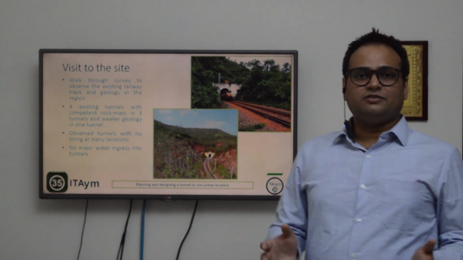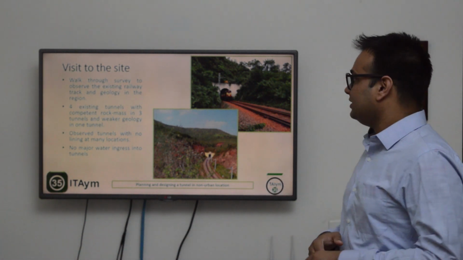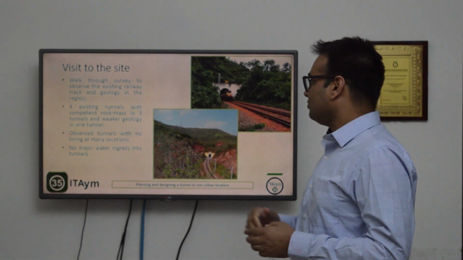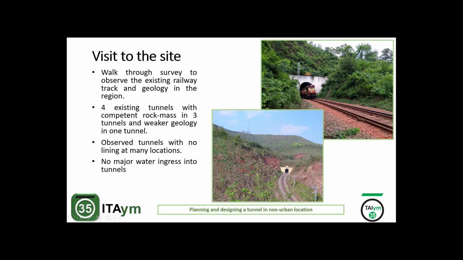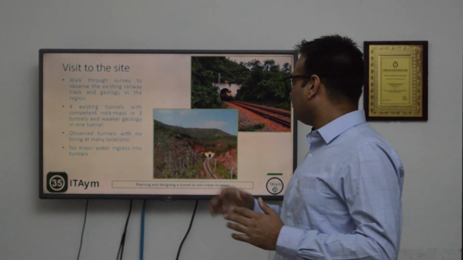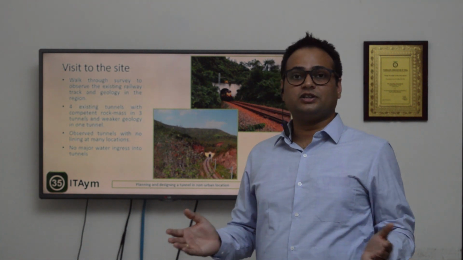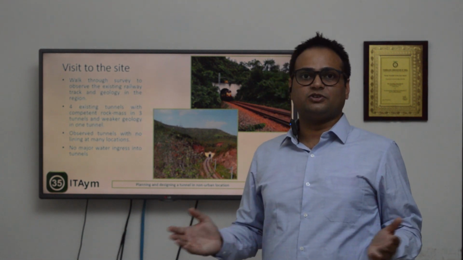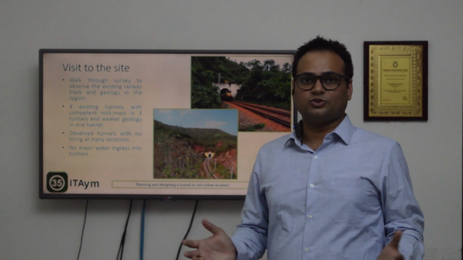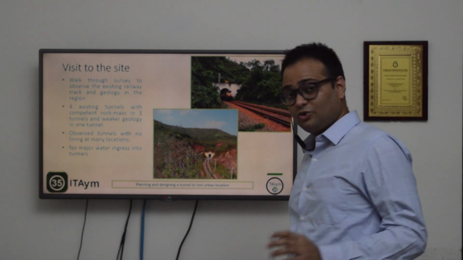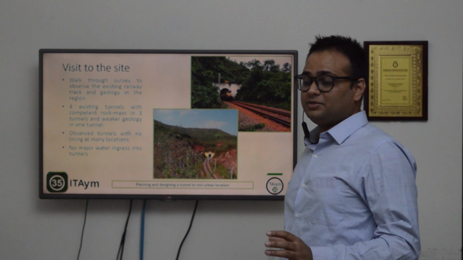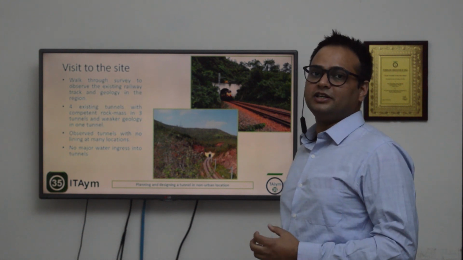The project started with a visit to the site, and the team walked through the existing track and existing tunnels and observed the geology. We went inside the 4 tunnels to see the condition of the lining inside, and we found that there were places where there was no lining at all because the rock was so competent. There was no water ingress, which was adding to the stability of this region.